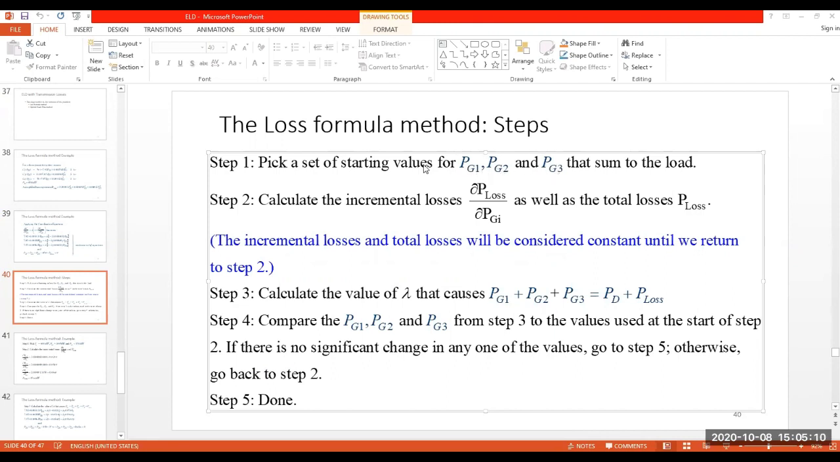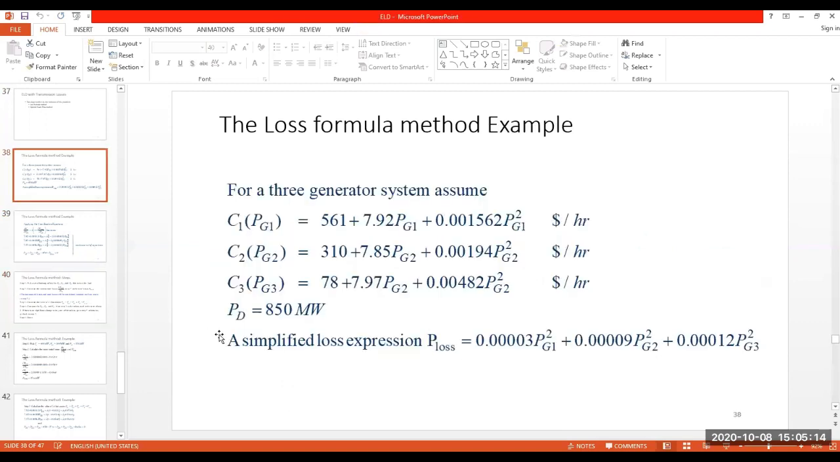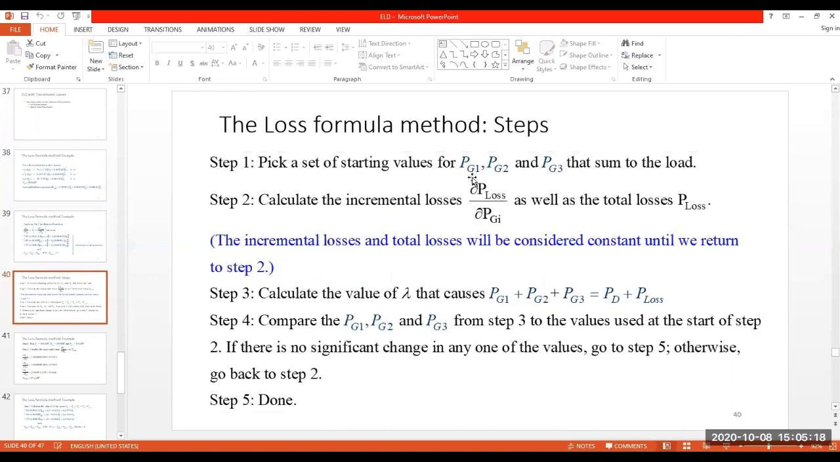Let's say, for example, if the demand is 850, you can simply choose 850. You can give it to PG1 and simply take 0 and 0, because you don't have any limits to satisfy, right? So simply you take PG1 equals 850 plus 0 plus 0, equal to the load. I think the point is clear.